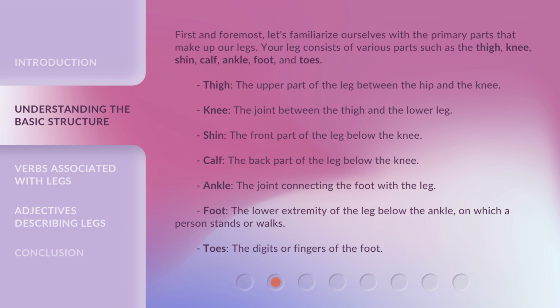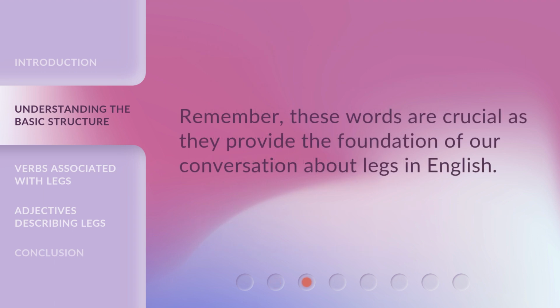Calf, the back part of the leg below the knee. Ankle, the joint connecting the foot with the leg. Foot, the lower extremity of the leg below the ankle, on which a person stands or walks. Toes, the digits or fingers of the foot. Remember, these words are crucial as they provide the foundation of our conversation about legs in English.